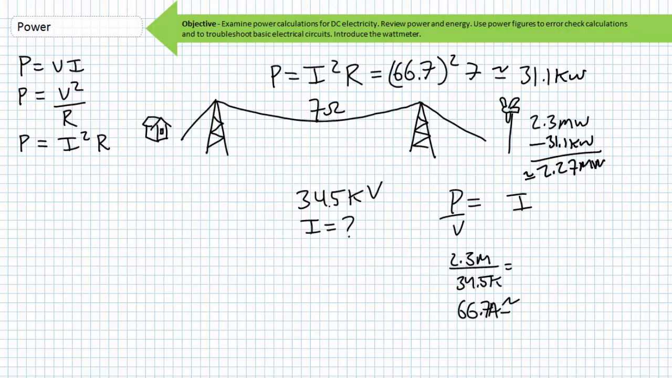Can you now appreciate the advantage of high voltage distribution? High voltage means less current for the same amount of power. Not only are your line losses less, you can use thinner, lighter lines less prone to tweaker loss.